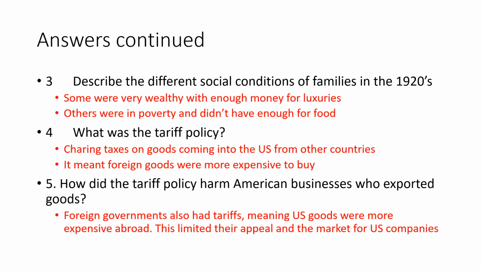Question 4, I said we'd come back to this. What was the tariff policy? Well, tariff policy was charging taxes, tariffs, on goods coming into the United States from other countries. This meant that foreign goods were more expensive to buy. So the government did this deliberately. They wanted it to be more expensive to buy a Japanese car than an American car. So they charged a large tax on the cars coming from Japan.